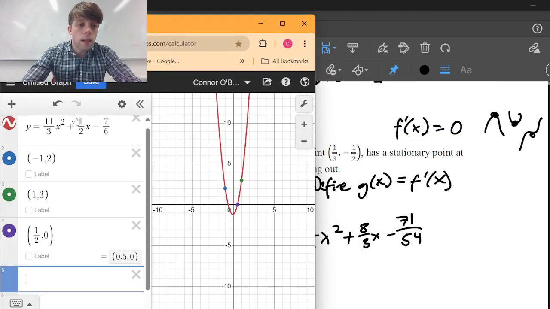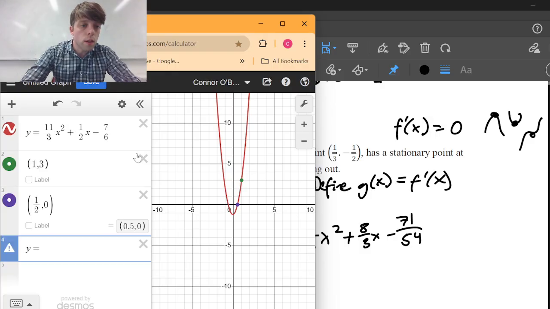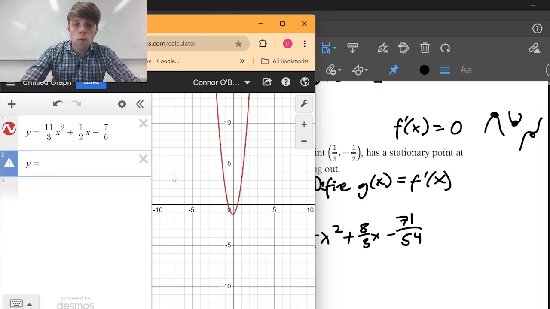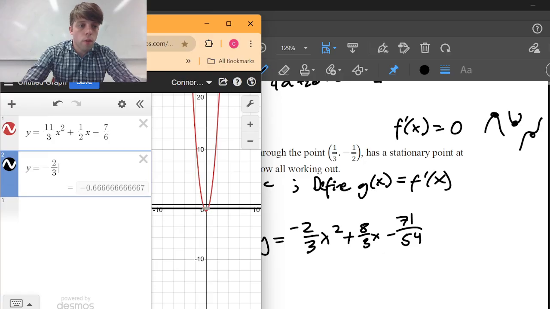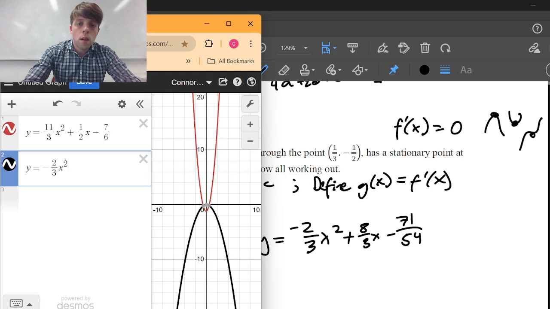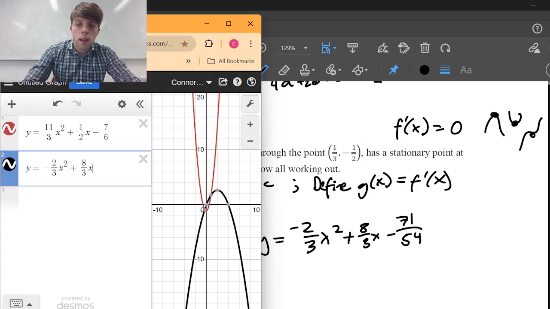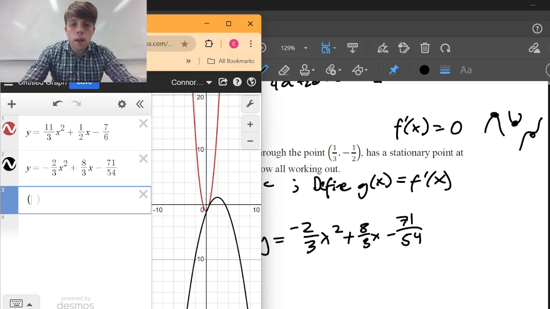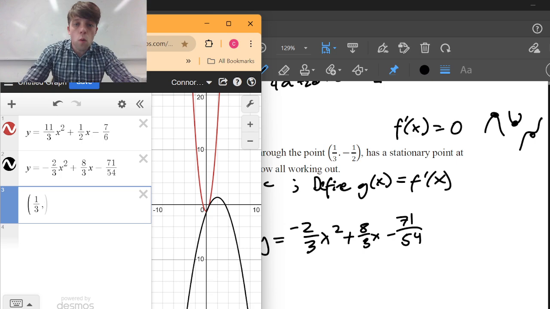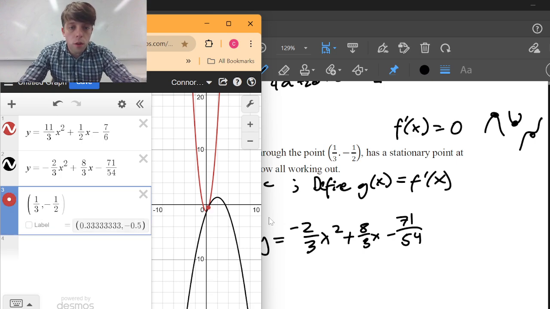So we can go ahead and type in this equation. So we have y equals, we'll get rid of those points that we had before. So we have y equals -2 over 3x squared plus 8 over 3x minus 71 over 54. And that gives us this graph here. And we need to just double check those conditions are met. So do we have the point 1 over 3, -1 over 2? Yep, that does seem to lie on the graph.